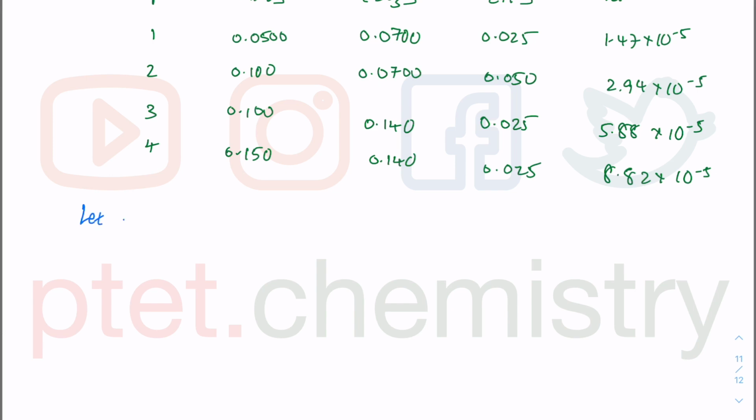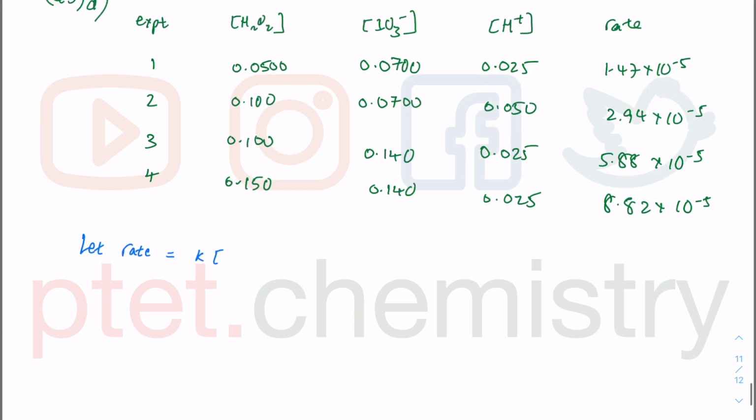What I'll usually do is let rate equal rate constant times the first reactant in the column, which is H2O2, let me set as A, IO3 minus to the power of B, and then the H plus concentration to the power of C. This is the order with respect to these, this is the order with respect to these, and this is the order with respect to these. This is a rate constant, and we have to determine the order of reaction now.